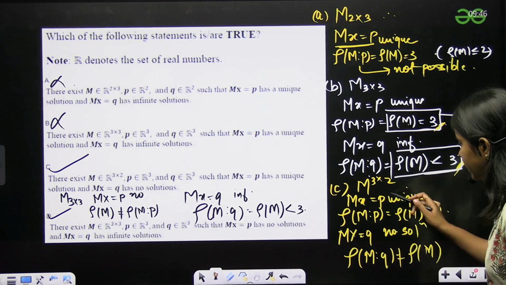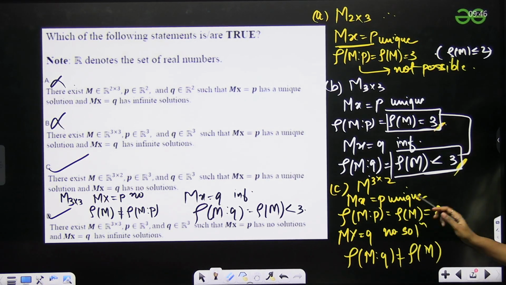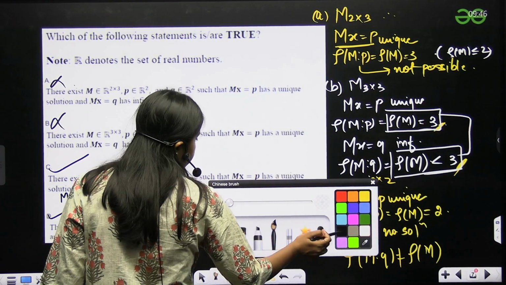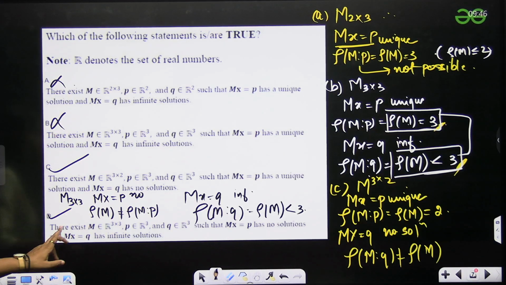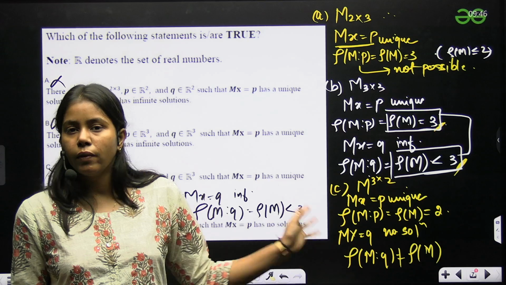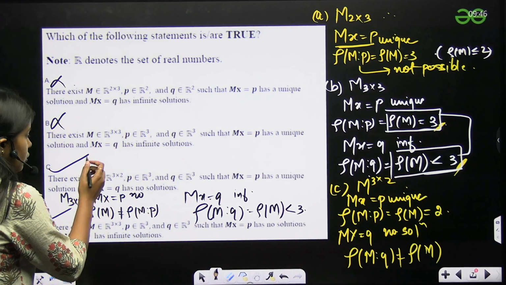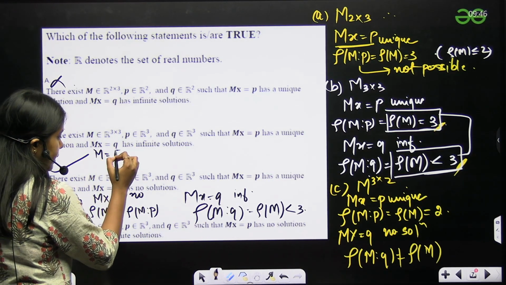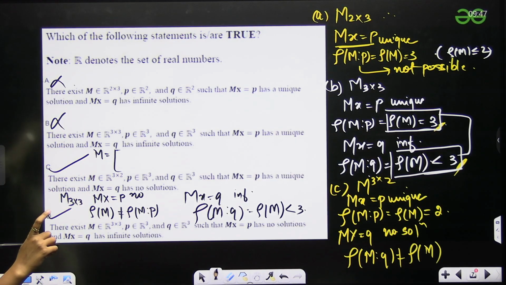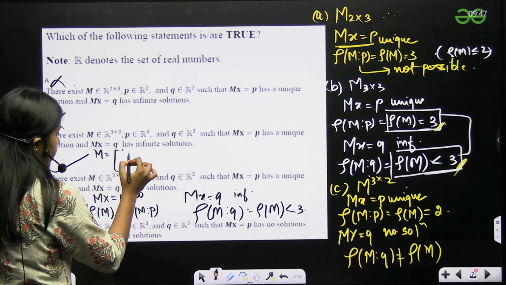Now C says that M is a 3 cross 2 matrix. Mx equals P has a unique solution, so I have written the condition, and Mx equals Q has no solution. I do not get any contradiction. And if you are looking for an example, if you feel okay we are not getting a contradiction, but is it still possible that we'll always get such a matrix? There exists a matrix. So let's take any matrix. I am taking M as a 3 cross 2 matrix such that Mx equals P has a unique solution and Mx equals Q has no solution.